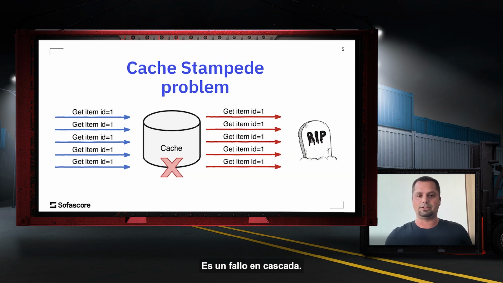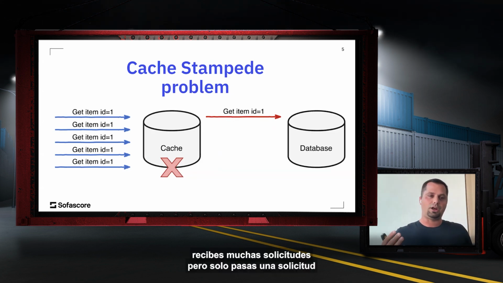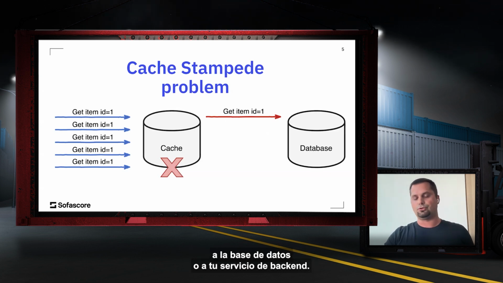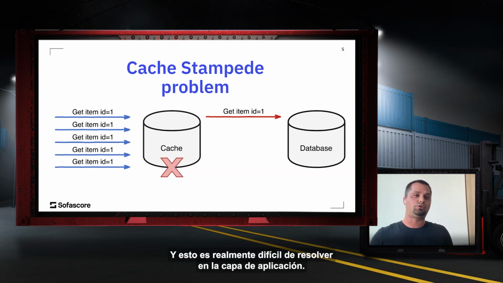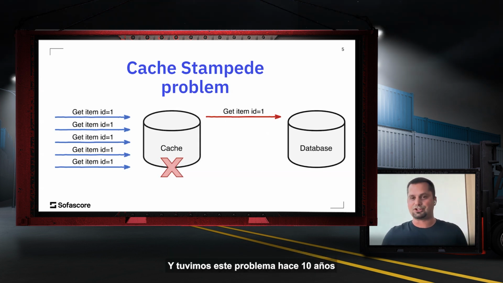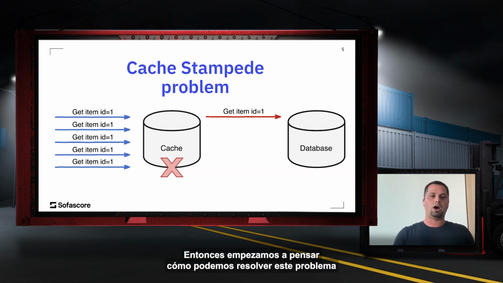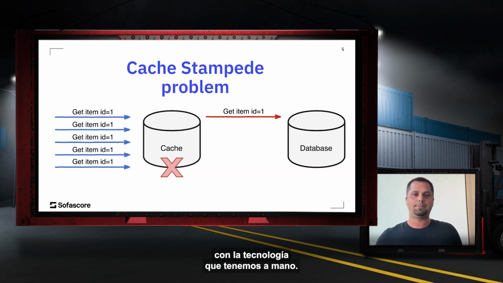It's a cascading failure. So basically what you want to have is you get a lot of requests, but you only pass one request to the database or to your backend service. And this is really difficult to solve on the application layer. And we had this issue 10 years ago when it was even more difficult. So we started to think, how can we actually solve this problem with the technology that we have on hand?